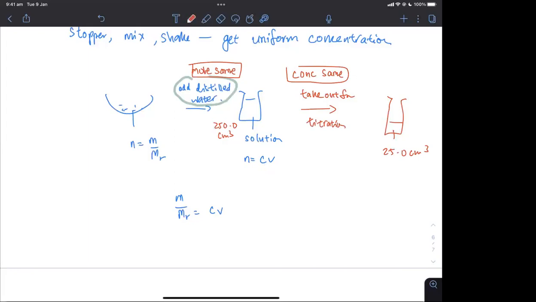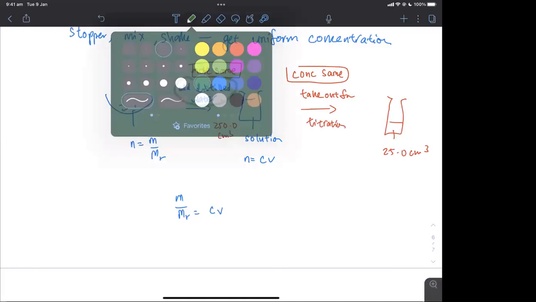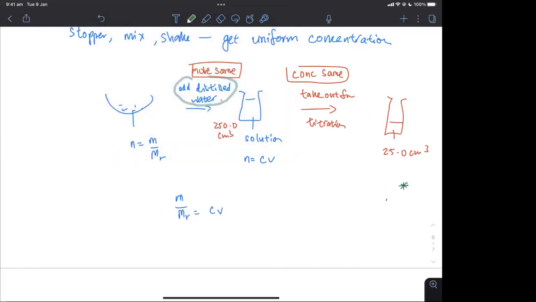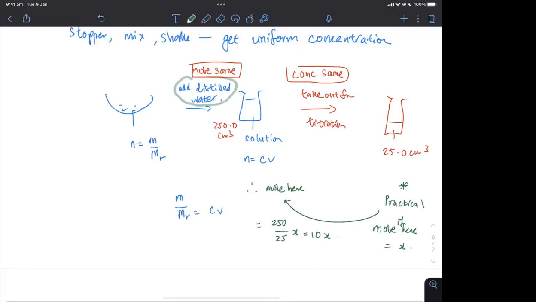So when you have to work backwards, because this is where you start in your practical, you will do some titrations, and then work backwards. If the mole here equals X, therefore the mole here is going to be much, much bigger because you have bigger volume, but you have the same concentration. You take it from the same bottle. So it's going to be 250 over 25 times X, which is 10 times X. And we know this is the mole of the solution, which is equal to mass over Mr from the solid, and that is how we can do this kind of question.